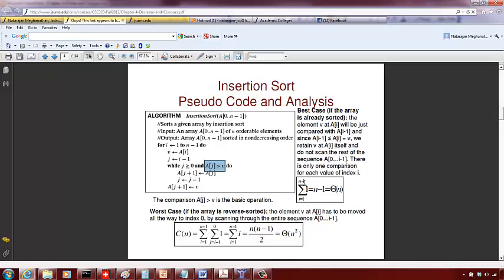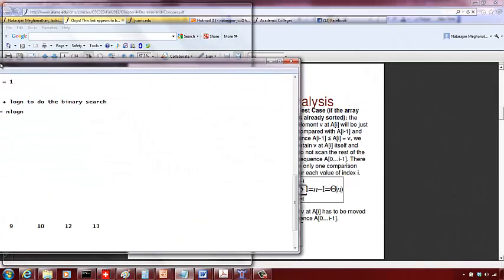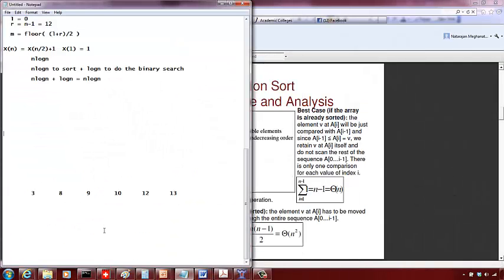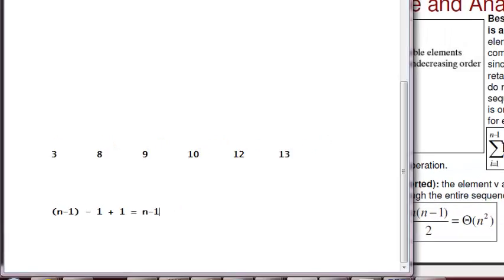So that is basically n minus 1 minus 1 plus 1, right? So sigma, this is going to be n minus 1 minus 1 plus 1, so that's going to be n minus 1, right? So that is theta of n.